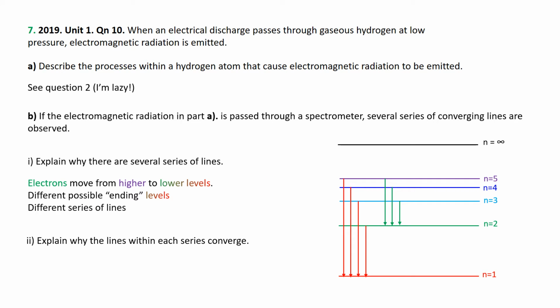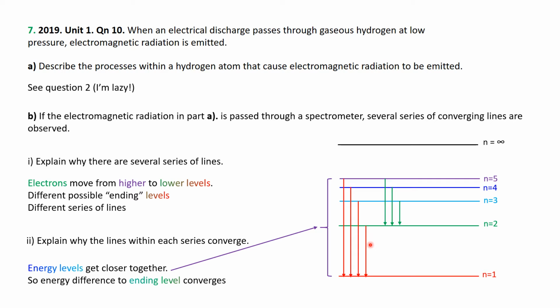Why do the lines within each series converge? Well, because the energy levels get closer together. Let's look at the n equals 1. You've got this energy here, that one there, that one there, that one there. And because these energy levels are getting closer together, the differences between the energy levels and n equals 1 are getting closer together.